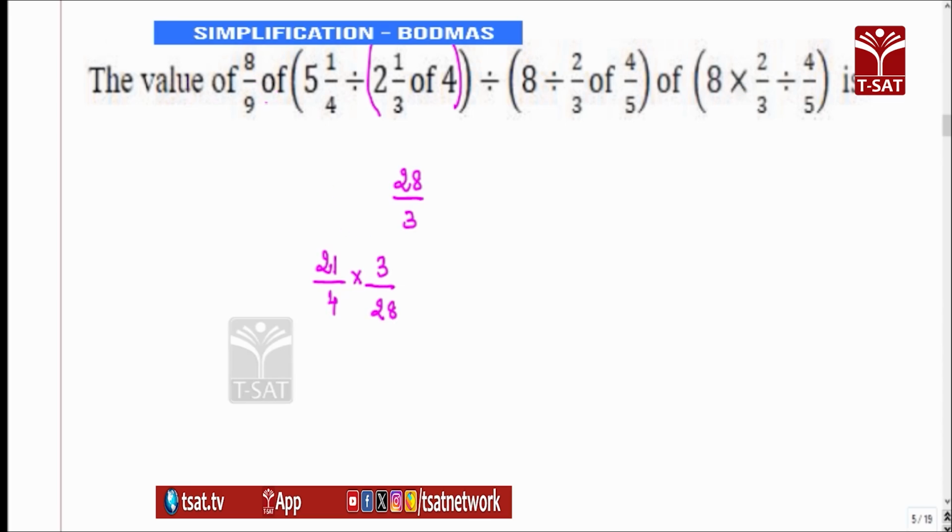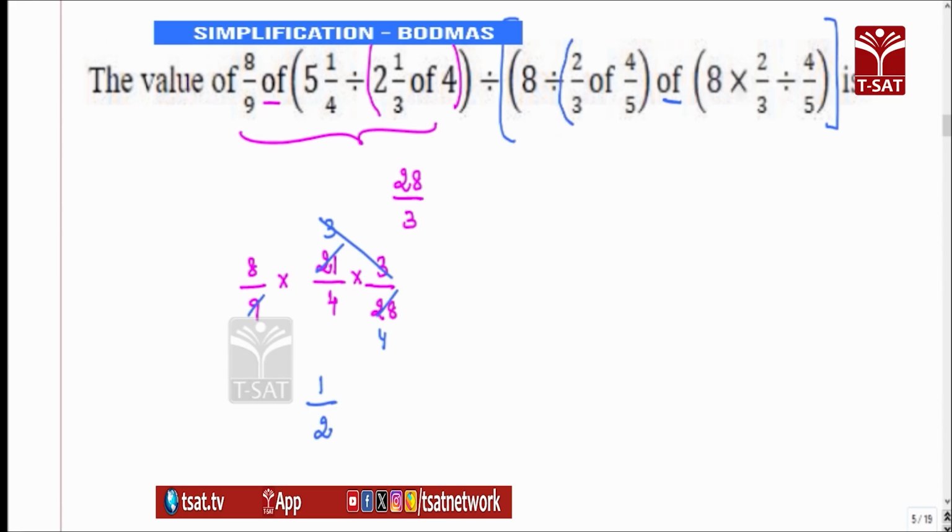Then 8 by 9 of. So, 8 by 9 into everything. So, this is your first thing. So, simplify it and write it here. 7 3s are 21, 7 4s are 28. So, here 9 and 9 cancel. 8 by 16 is 1 by 2. So, this part is 1 by 2. Then after, first solve these two braces and multiply them because it is of here. Inside the first bracket you have of again.